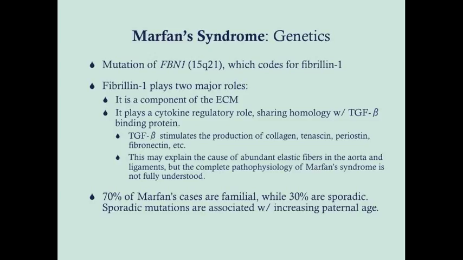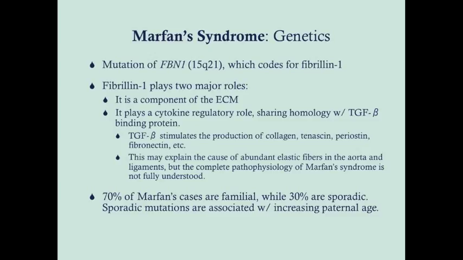So if you have more TGF-beta activity, it's going to stimulate the production of collagen, tenascin, periostin, fibronectin, and so forth. However, you don't have sufficient fibrillin 1, and so the connective tissue is going to be abnormal. And this probably explains the cause of abundant elastic fibers in the aorta and ligaments, but the complete pathophysiology of Marfan's is still not completely understood.